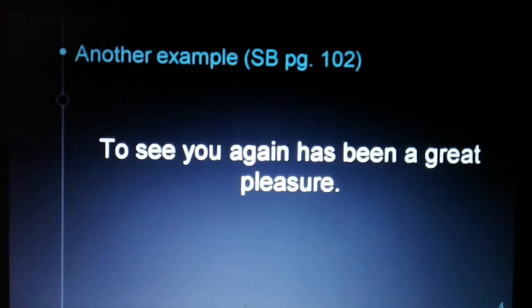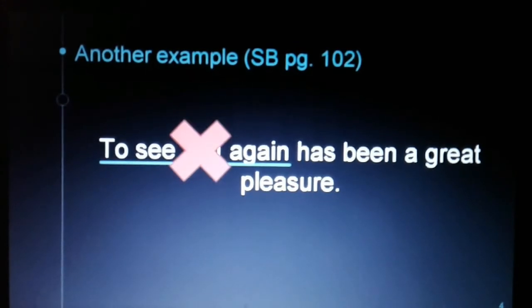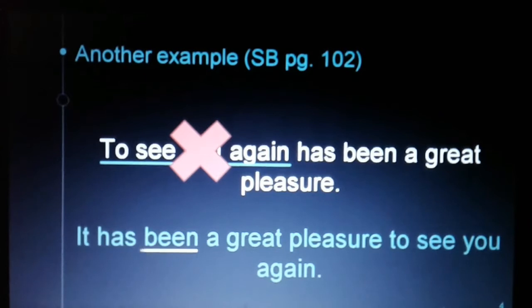Now take a look at another example of the use of preparatory it as a subject. So we have another sentence here. To see you again has been a great pleasure. To see you again is the subject that is used in the sentence, which isn't recommended. So this time we need to change the position of the subject. So the sentence will be turned into: it has been a great pleasure to see you again. So the beginning of the sentence, we change it into it has been, followed by a great pleasure to see you again.